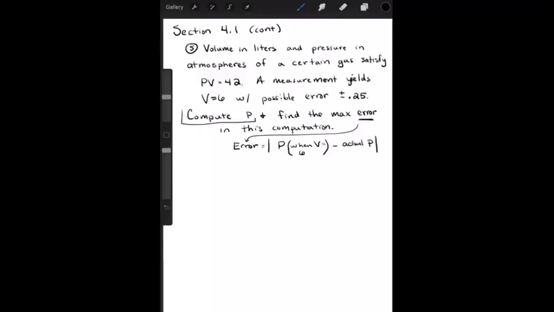So one thing to think about is that this P came from when V was a specific thing, right? We're presuming that V is 6, and we're computing what P is, right? So what could V possibly be that would mean that this computation right here is the most wrong? What possible values could V take so that that computation is the most wrong?